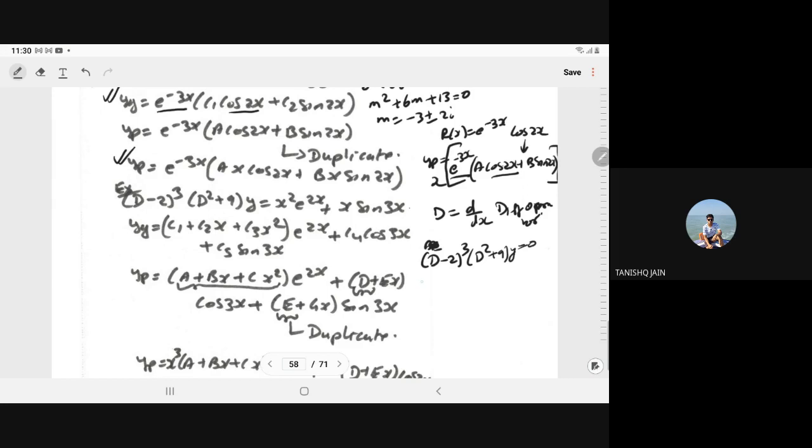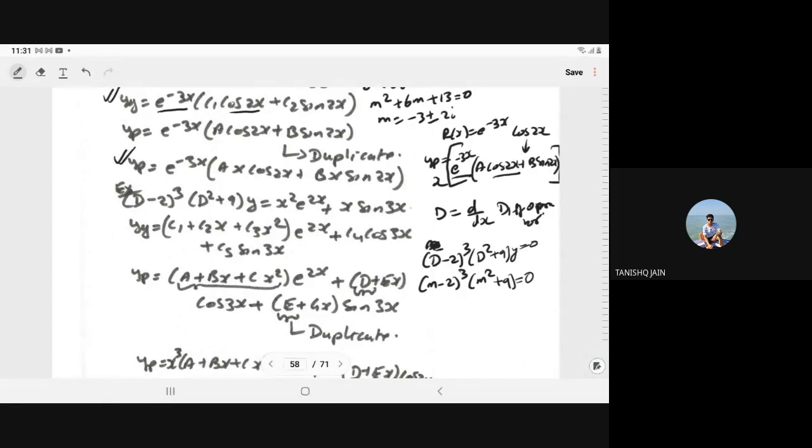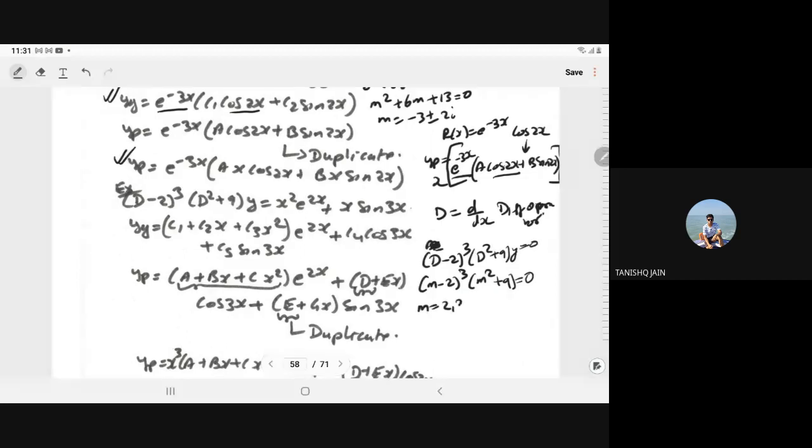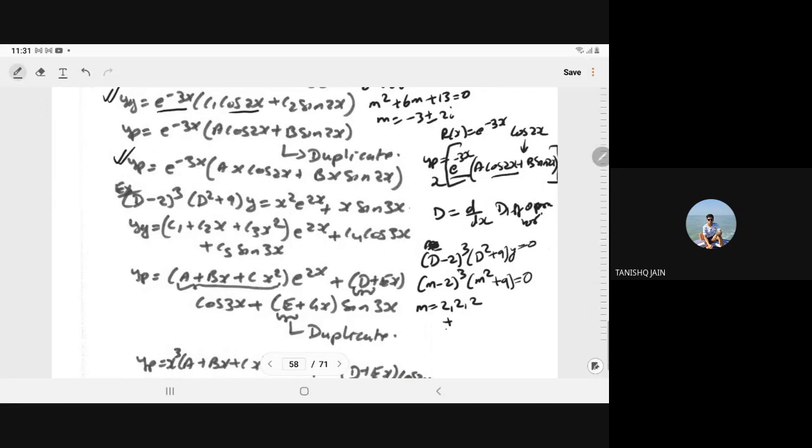So the auxiliary equation will come: (m minus 2) cube (m square plus 9) is equal to 0. This is the auxiliary equation, right? Corresponding to d2y by dx2, we write m square. Corresponding to dy by dx, we write m. So (m minus 2) cube times (m square plus 9) is equal to 0. So the roots are m is equal to 2 and plus minus 3 iota.